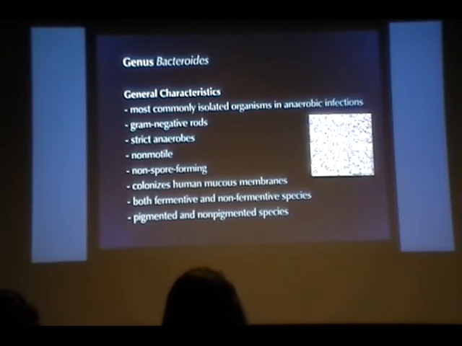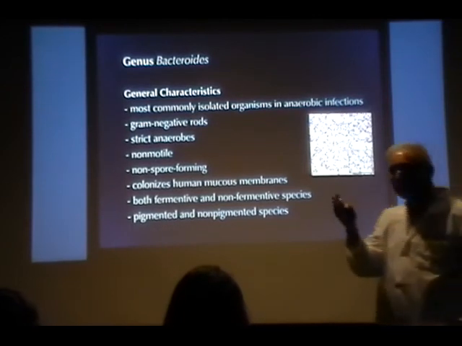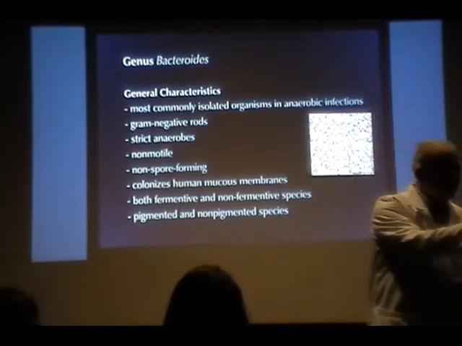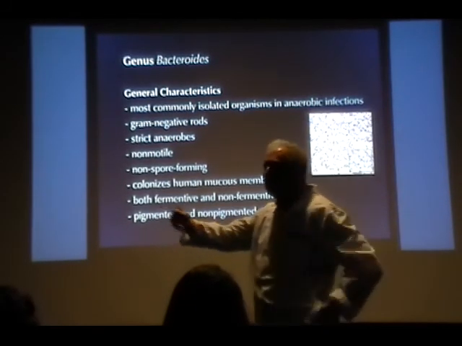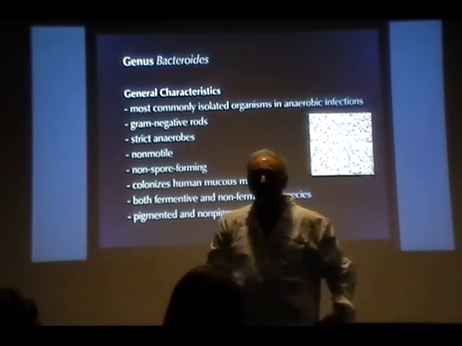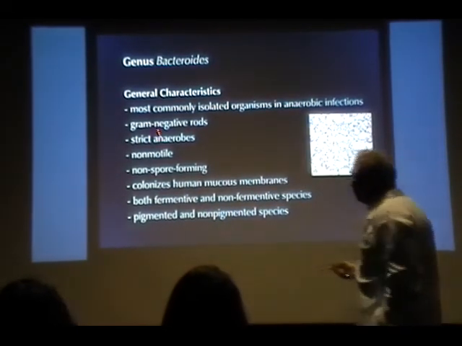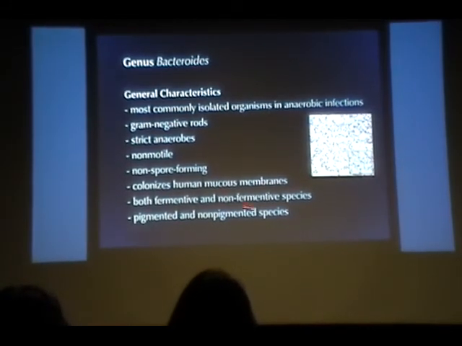They are non-motile, just like AA. They don't have flagellum. They do not form spores. They colonize the human mucous membrane. Now, there are both fermentative types and non-fermentative types. This is an interesting story because I've been telling you that the gram-positives are always fermentative and the gram-negatives are chemoorganotrophic. They produce a lot of enzymes. They break down amino acids for energy. Well, it turns out that there's certain gram-negatives that also ferment sugars, and there are a number that don't ferment sugars.